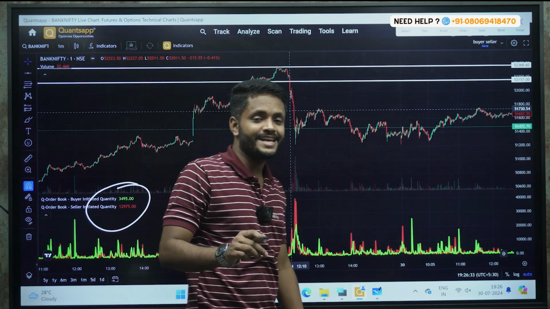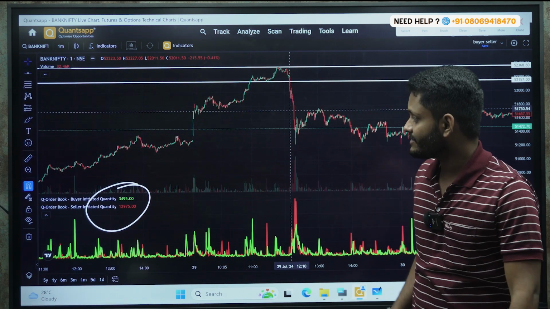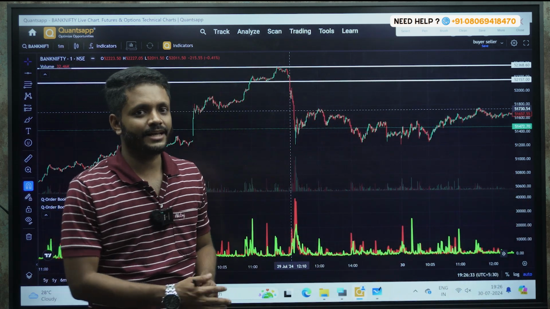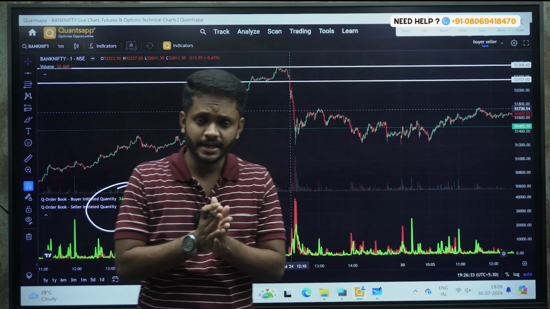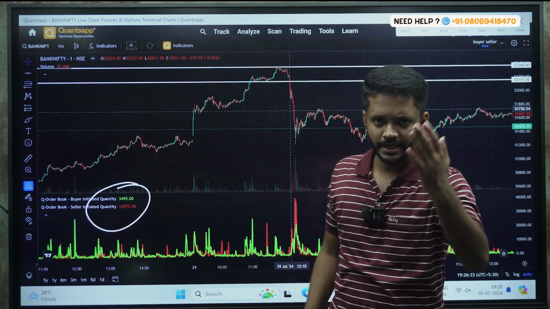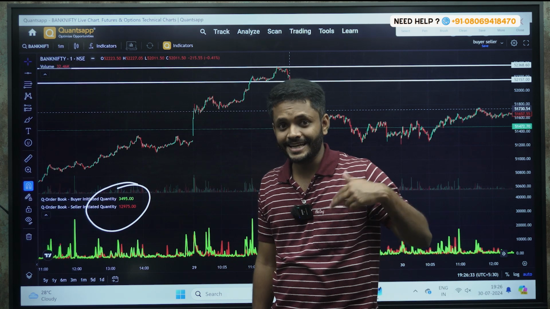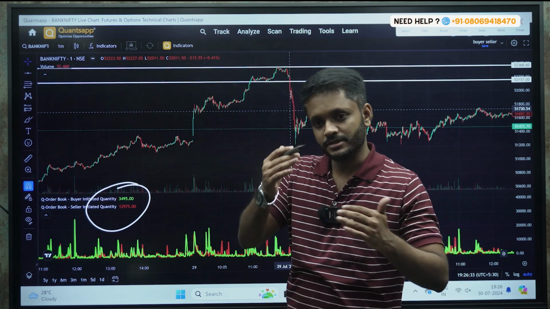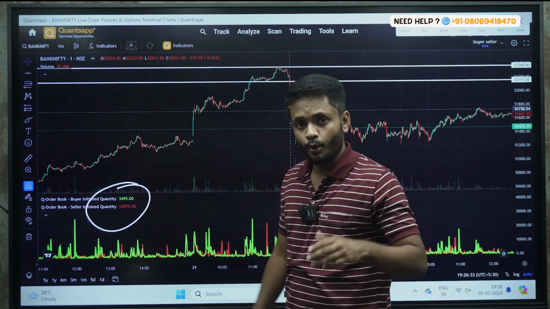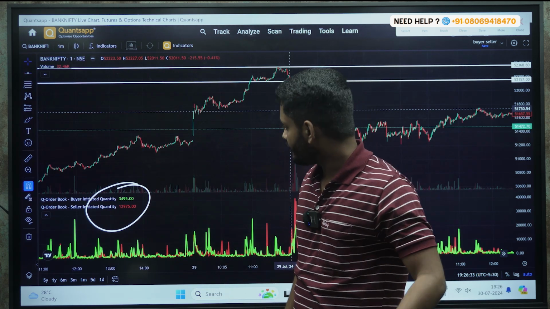So here we can see sellers were at least 4 times aggressive as compared to buyers. Now what does the rule book say? The rule book says that if you are finding a sideways consolidation and you are seeing a range breakout or a breakdown, say if you are seeing a range breakout, then buyers should be at least double as compared to sellers. If you are seeing a range breakdown, sellers should be at least double as compared to buyers. Over and above anything, that is an added advantage, I would say.